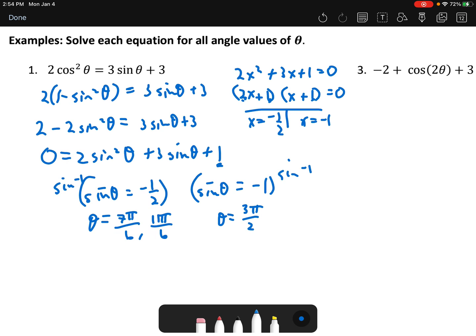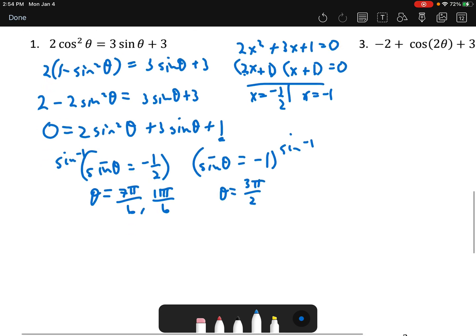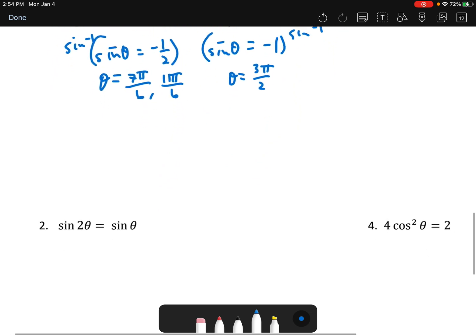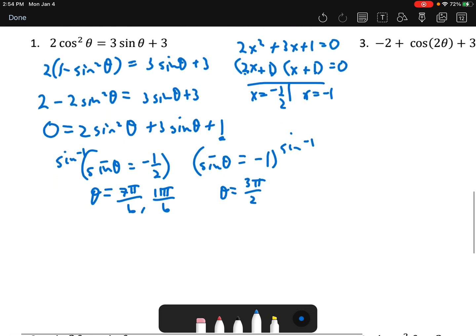But we want all the answers, meaning we can go around the circle 100,000 times and still get an answer. We want every single answer. Well, that kind of blows our minds because that means we'd have to list them all. No, that's impossible, isn't it? We'd be here till the end of days trying to figure that out. So what we're going to do instead is say, okay, every 2 pi sine repeats. So whatever answer we have, we're going to add 2 pi to it.